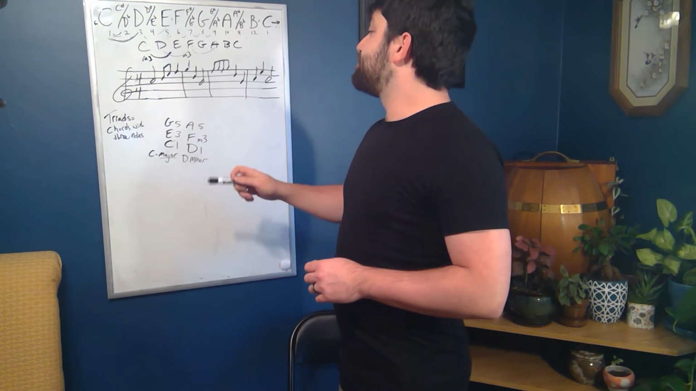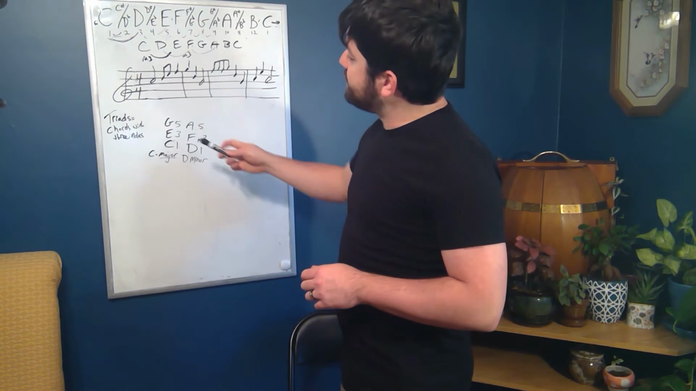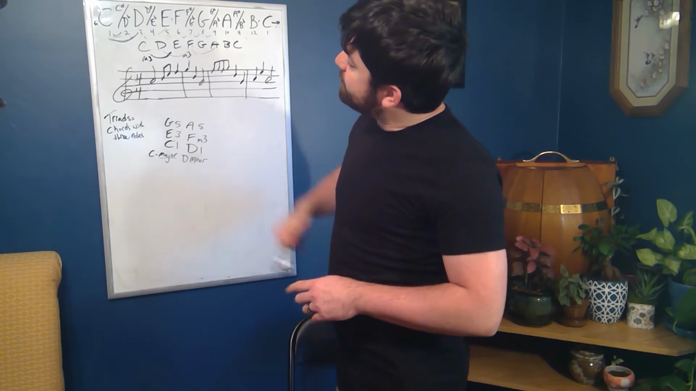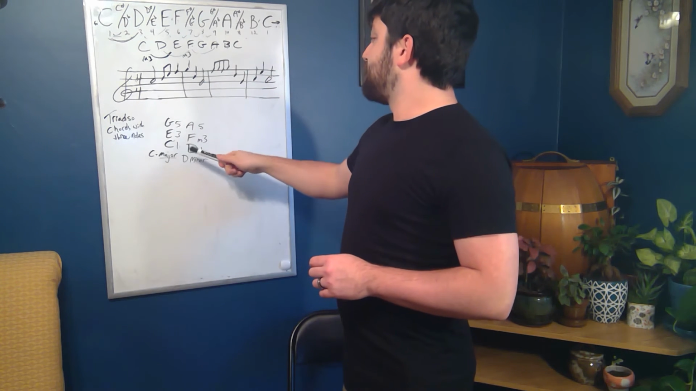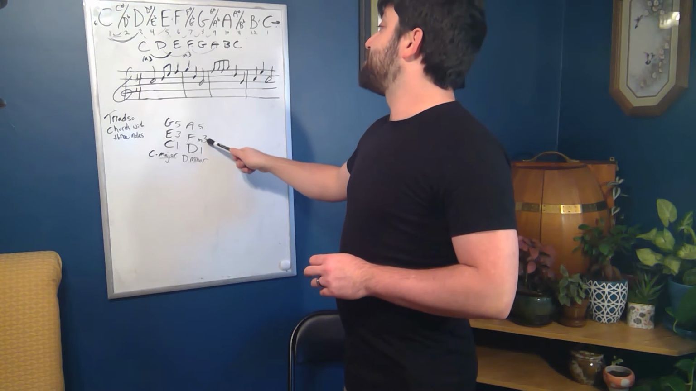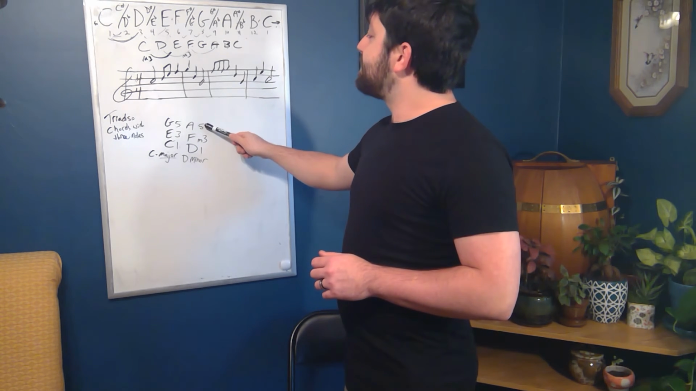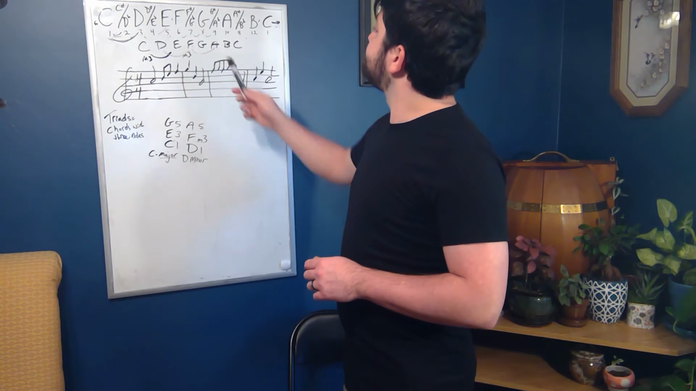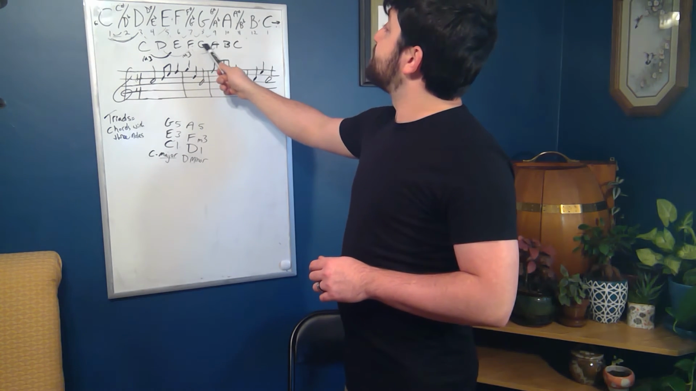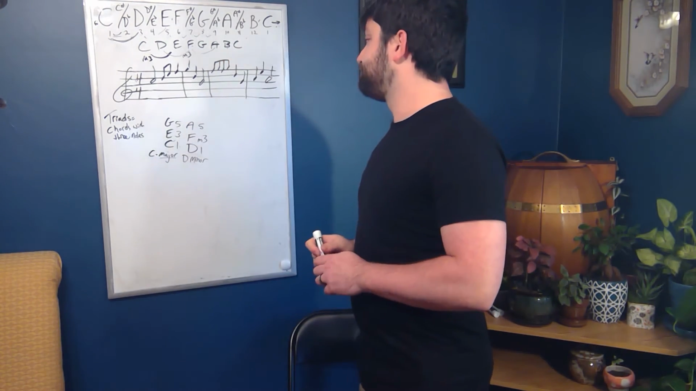A 5 is made up of a minor third plus a major third. So if we look here, we have a major third from C to E. E to G is going to be a minor third. If we have a minor third from D to F, this A, or the 5, is going to be a major third away from F. Which it is. F to G is a whole step, and G to A is a whole step.